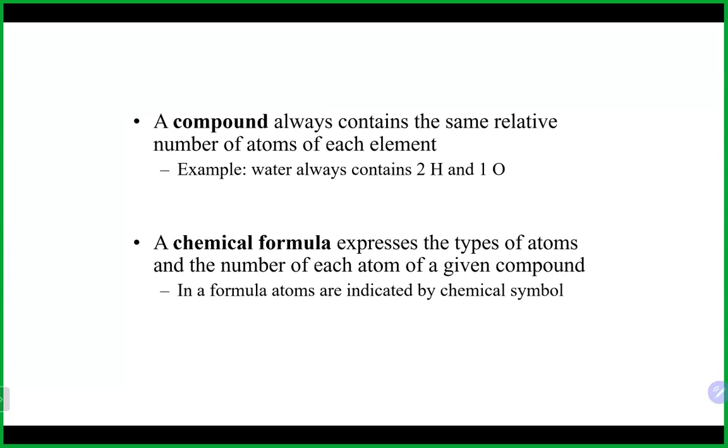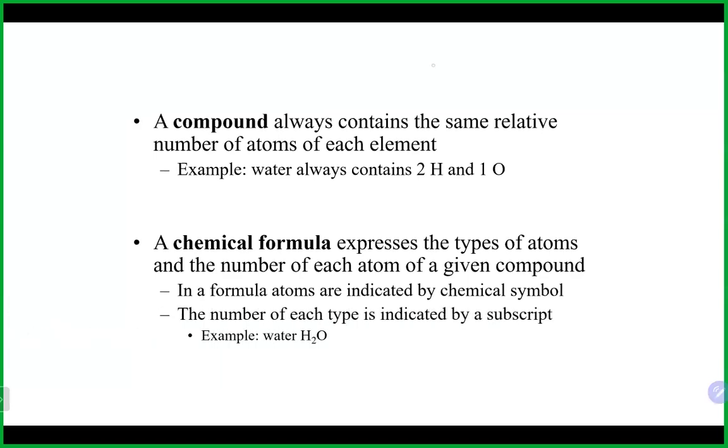Like water always contains 2 hydrogens and 1 oxygen, no matter where you get it from. We write a chemical formula by using the symbols for each of the elements, and we put subscripts next to them to indicate how many of each. So when we see something like water, the subscript on the bottom always goes to the element to the left of it. And a reminder that if there is nothing written in a subscript, it means 1. In chemistry, we typically don't write 1 for most things. So if you don't see a number, it represents that there's 1 of them.